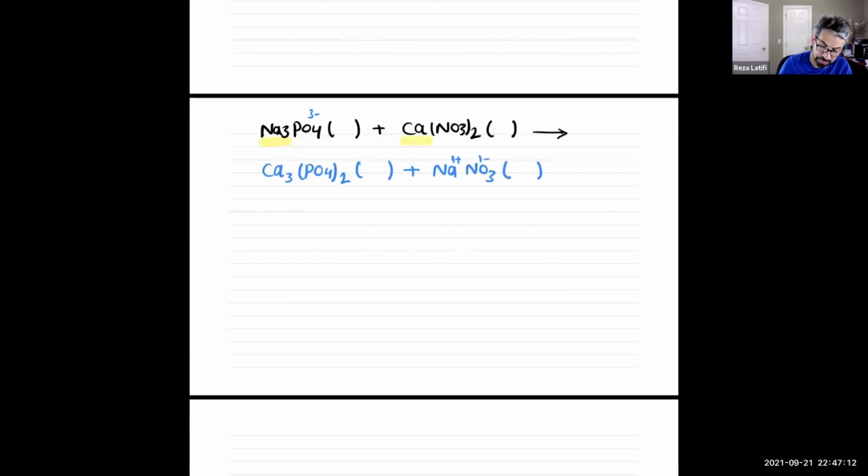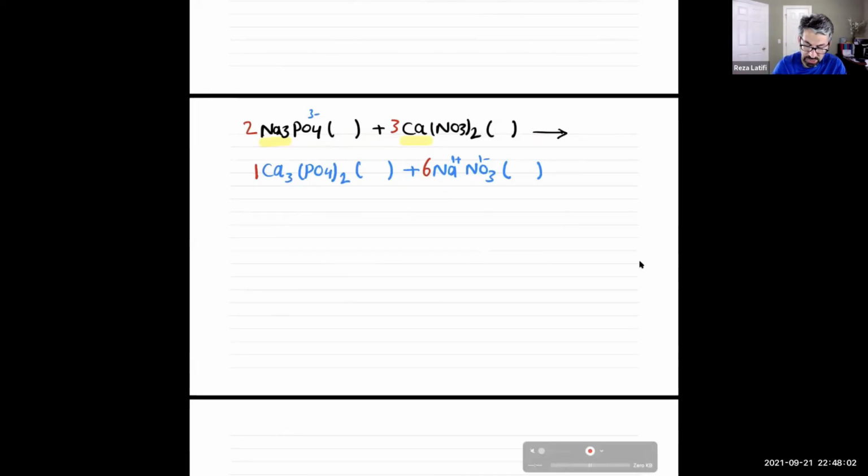Now balance the reaction. We need 3 calciums, so let's put 3 here. That means I need 2 for phosphate, so I will have 1 here. How about sodium? 2 multiplied by 3 is 6, so I need 6 here. Nitrate: 2 multiplied by 3 gives 6, and 6 multiplied by 1 gives 6. So I got it balanced.